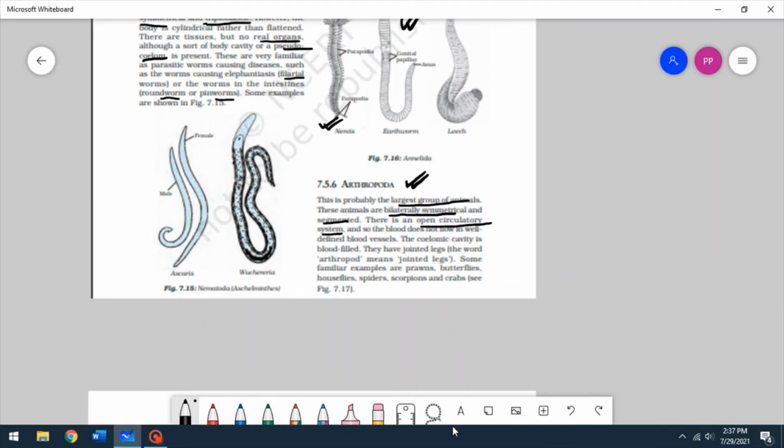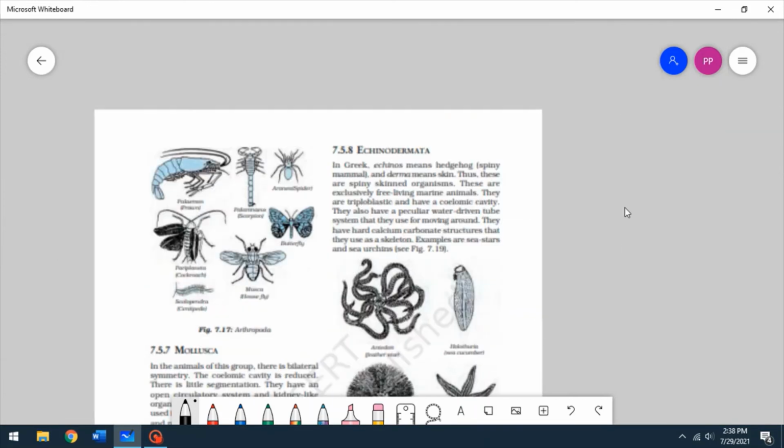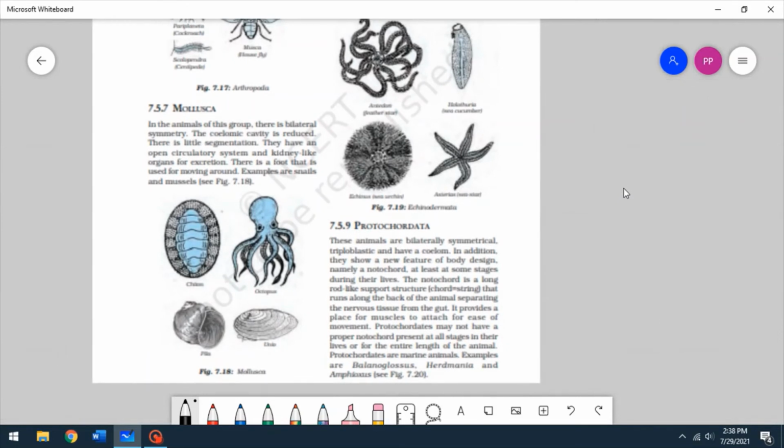So the blood does not flow in well-defined blood vessels. It just keeps flowing throughout the body. Alright, the coelomic cavity is blood-filled. There are no blood vessels that store the blood. It's flowing throughout the body, throughout the blood cavity or the coelom. They have jointed legs. So arthropod means jointed legs. And some familiar examples are prawns, butterflies, houseflies, spiders, scorpions, crabs, our favorite mosquitoes, right? They're all arthropods.